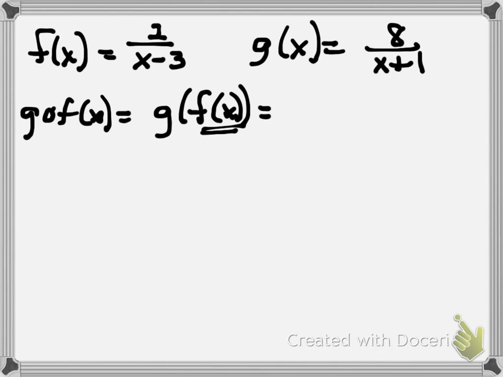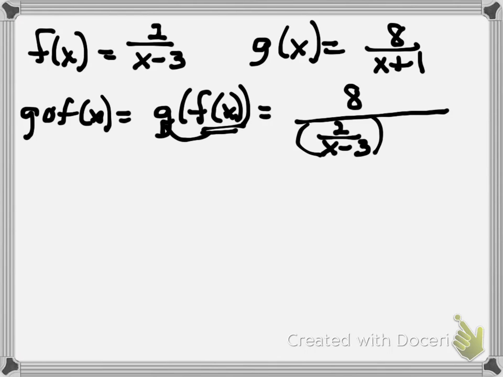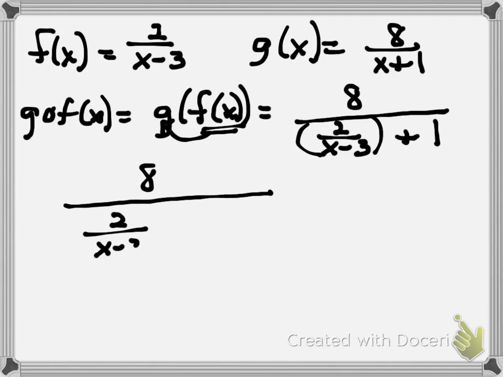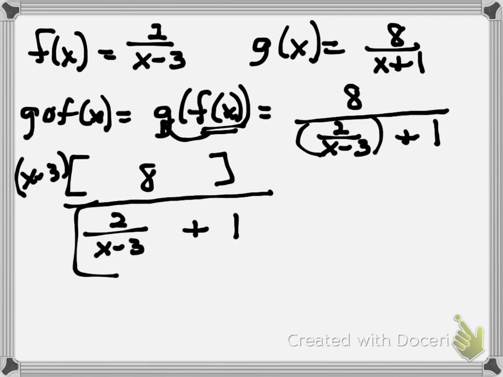I want to put the f function into the g function. So I have 8 over, in place of x I'm going to be putting 2 over x minus 3, plus 1 in the denominator. Okay, I'm going to make this a little bit larger over here. Looking at the denominator of the fractions within a fraction, I want to multiply the numerator and denominator by the quantity x minus 3. So I'm putting it in parentheses.